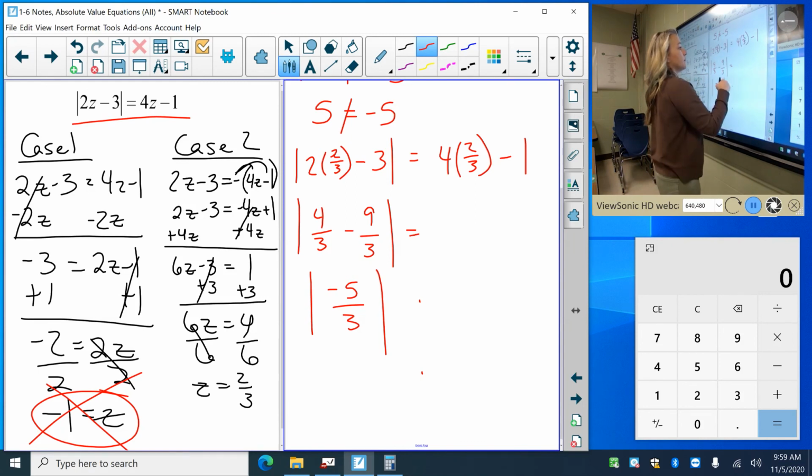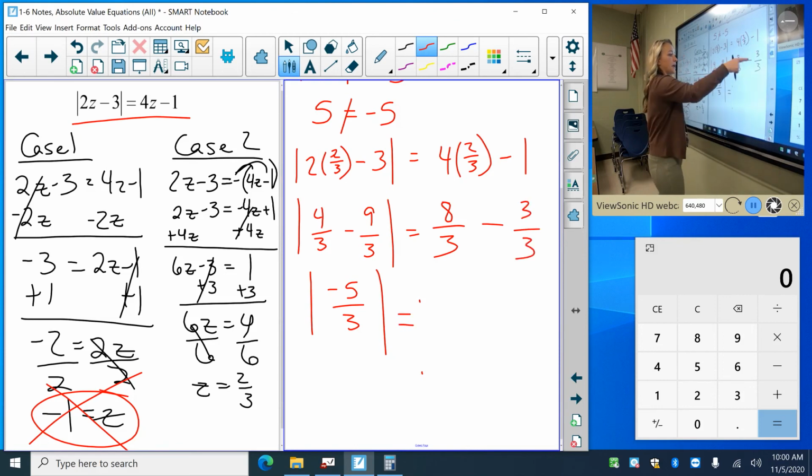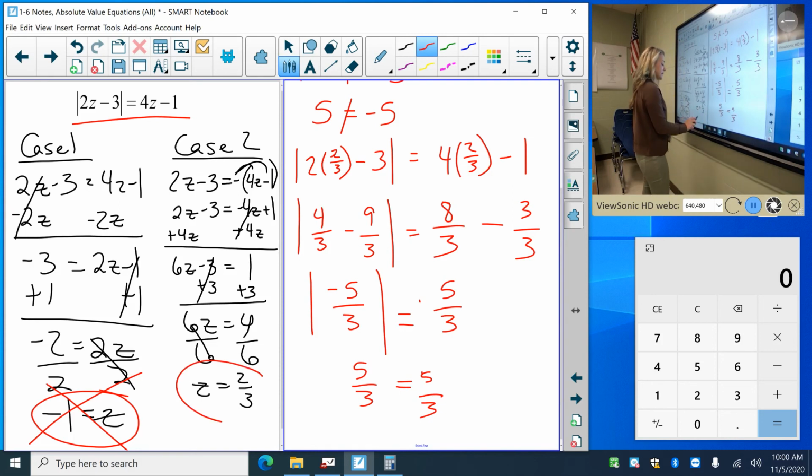Equals 4 times 2/3. 4 times 2 is 8 over 3 minus 3 over 3 because I want a common denominator. 8/3 minus 3/3. 8 minus 3 is 5, so 5/3. What's the distance of negative 5/3 from 0? Positive 5/3. So 5/3 equals 5/3. That is the only solution.